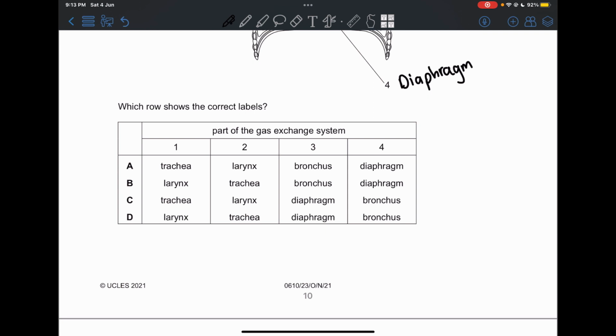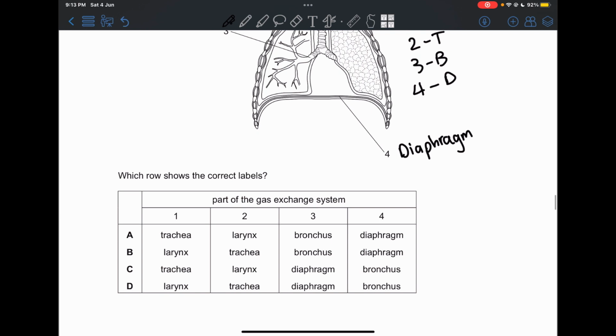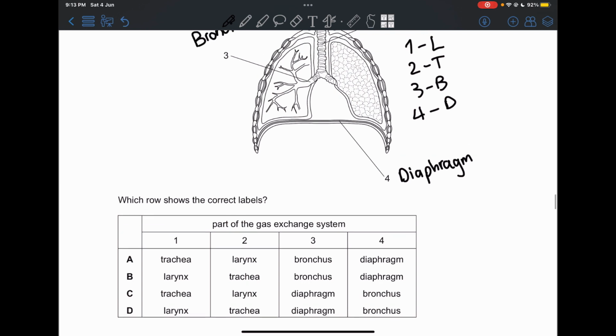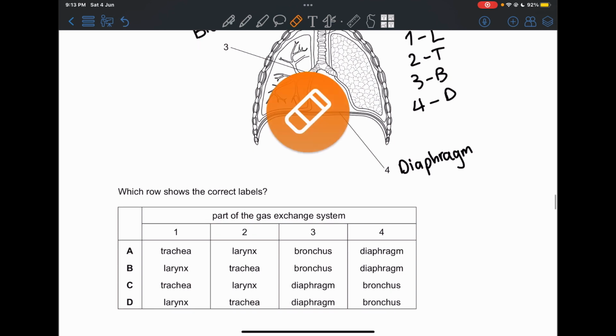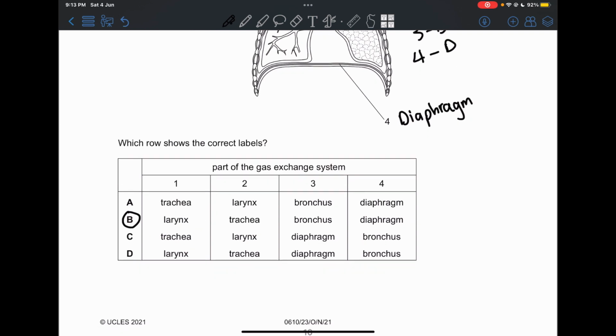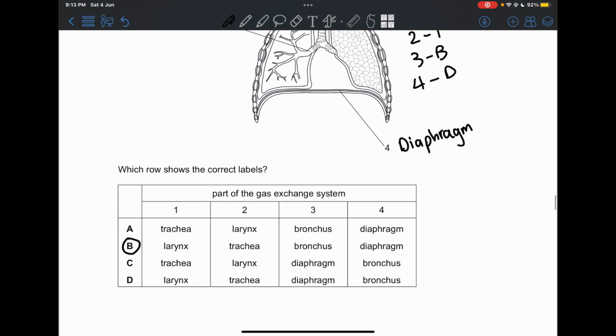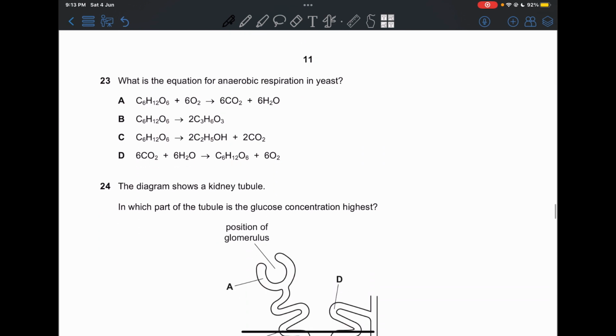So let's see which of the options over here indicate the right things that I have just said. So 1, trachea. No, this is incorrect. B says 1 is larynx. So far, this is correct. 2 is trachea. So far, correct. And 3 is bronchus. 4 is diaphragm. So far, these are all the correct options. So our answer will be B for this question. Now D is saying that 3 is actually the diaphragm and not the bronchus, so of course this is incorrect. So 23, what is the equation for anaerobic respiration?